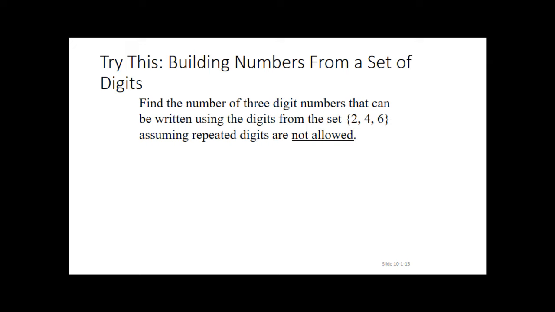Okay, let's try a slightly different scenario. Find the number of 3-digit numbers that can be written using the digits from the set 2, 4, 6, assuming repeated digits are not allowed this time. Okay, so we're still constructing 3-digit numbers. The significance of that is that it's a 3-part task. So at this point, the only method we know for coming up with how many of those there are is to use systematic listing, and a tree diagram is a good way of organizing that.